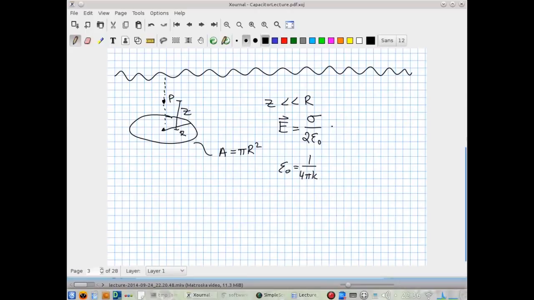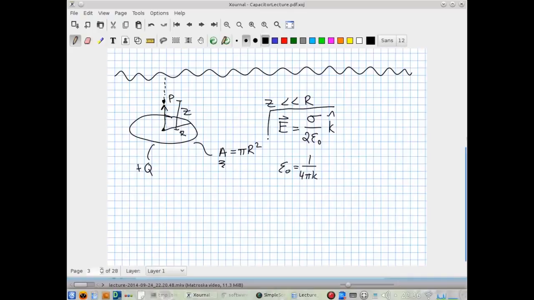And the only thing left here is the direction in which the electric field points. If we imagine that we have some positive charge Q spread out over this area A, then the electric field we expect to just point up toward the point P, in some direction, for instance, k-hat, straight up away from the disk.